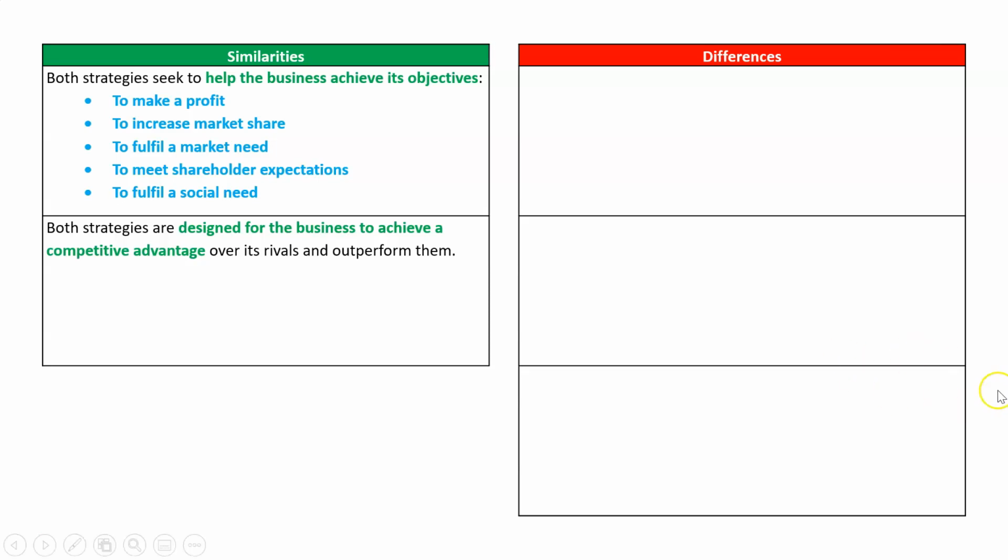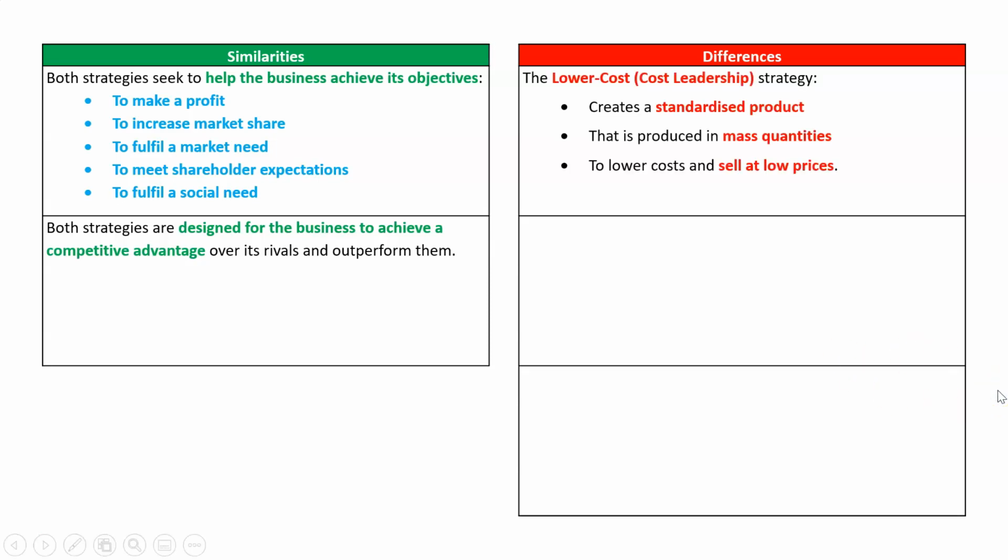What about the differences? And that's a little bit easier to talk about. So we could say the lower cost strategy. So what does that do? That creates a standardized product. Every unit's the same or very, very similar. It's produced in mass quantities. We get those economies of scale because we make so many of something. And therefore we lower costs and we can sell at a low price.